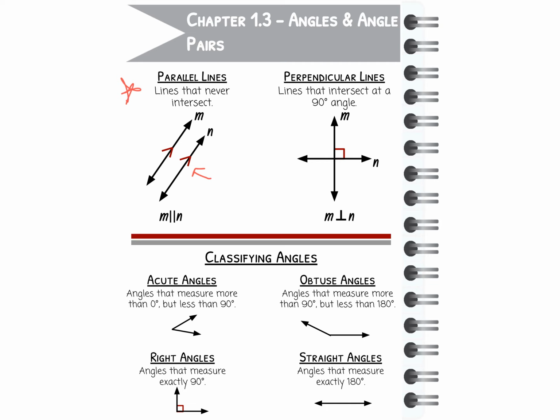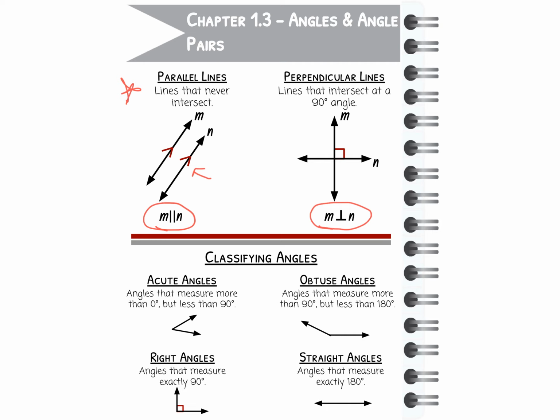Okay, the way that we write that is like this. M is parallel to N, so it's like a tall, skinny 11. Perpendicular also has its own symbol. Okay, so a lot of times you note it with a right angle in the figure, but to show that lines are perpendicular, we write M is perpendicular to N. So it's kind of like an upside down capital T. So those are your symbols for parallel and perpendicular.